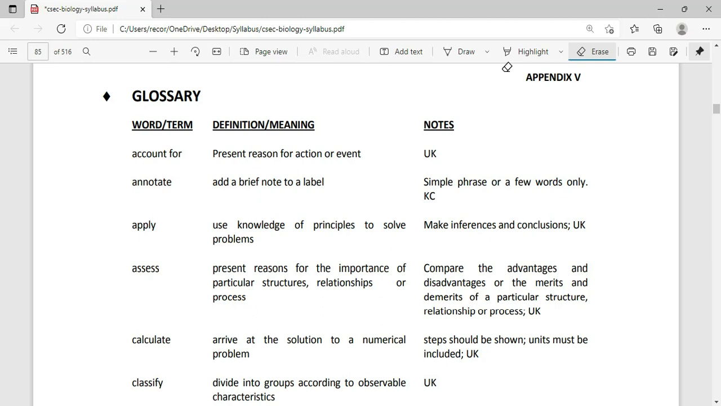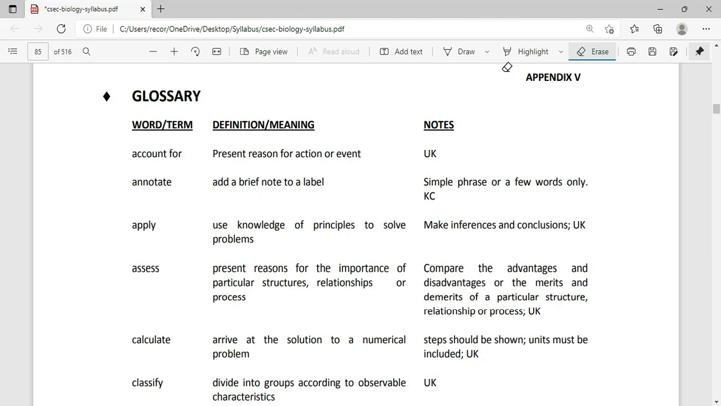Annotate, commonly used with diagrams. You're supposed to have a brief note or a label. Simple phrase or a few words only. So you really don't want to write a paragraph here. This is pretty much looking at knowledge and comprehension. What do you understand of what is asked of you?